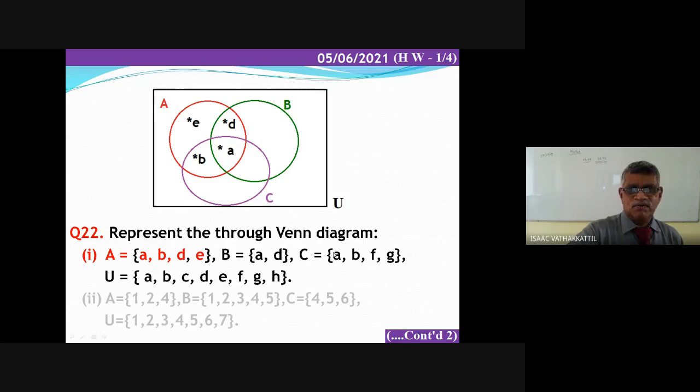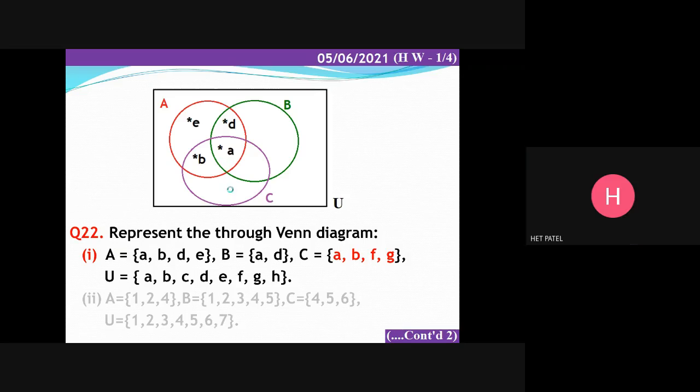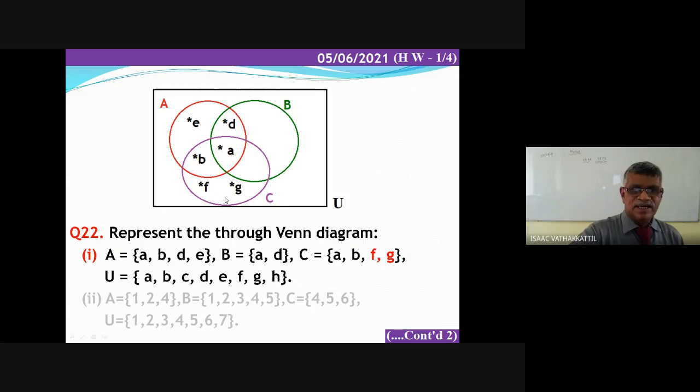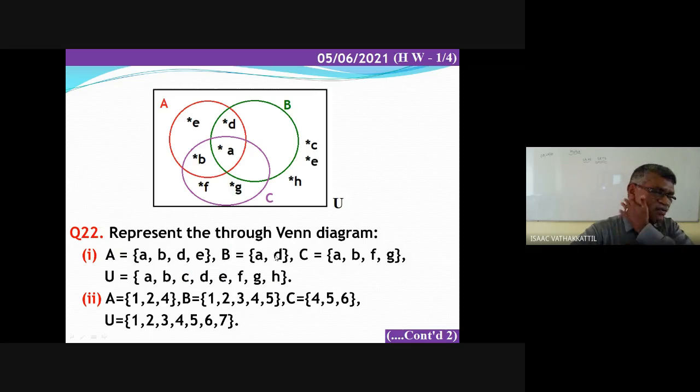Now C, what elements are left out in C? A, B, F, G. In fact, A and B are in C already. F, G will come here. Now look at the universal set. A, B, D, F, G are all printed in the universal set. What is left out is C, E, H. So that is how you get along.